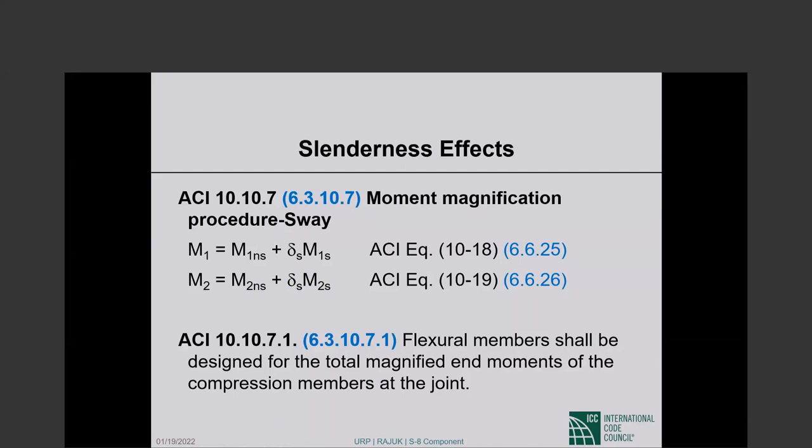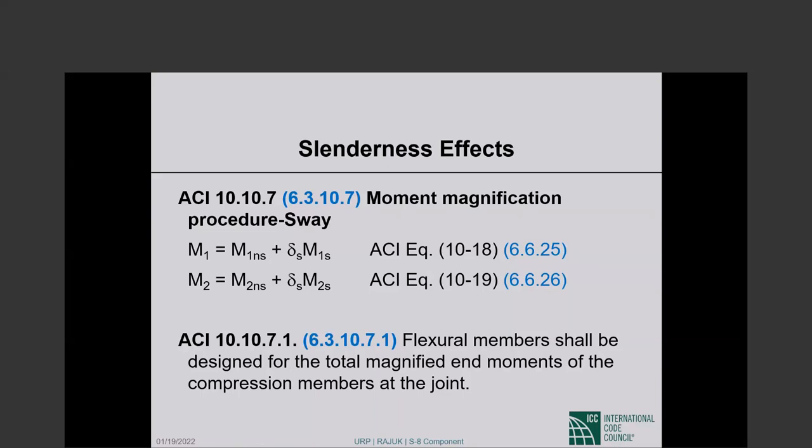I think it is worthwhile. It will not take a long time. Okay, so M sub 1 NS, this quantity. I'm reading this. This is the meaning of the term: factored end moment on a compression member at the end at which M sub 1 acts due to loads that cause no appreciable side sway, calculated using a first order elastic frame analysis.